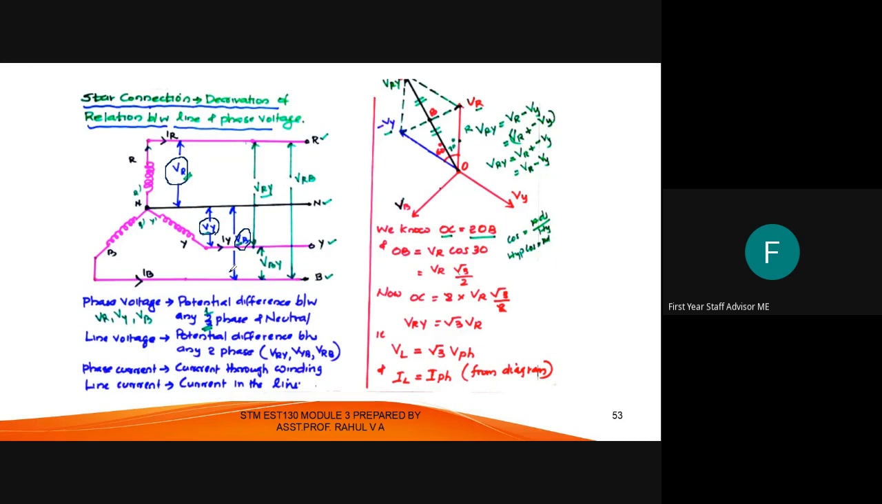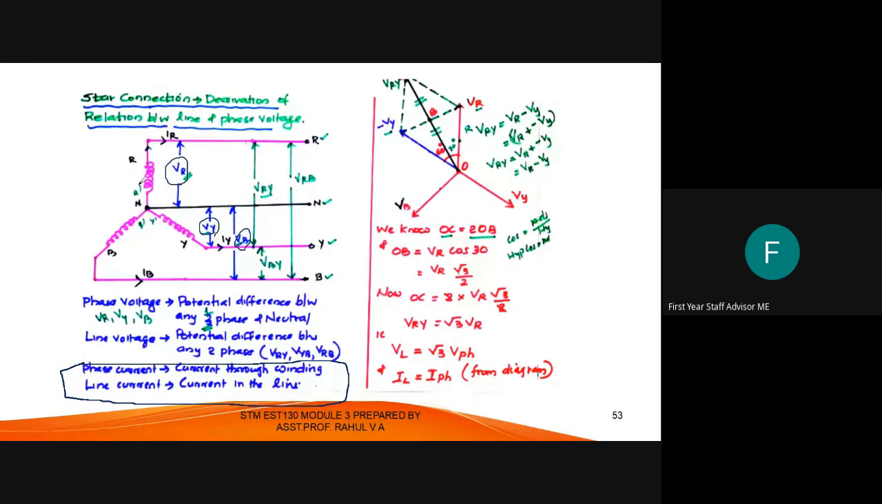And then two more currents also. Phase current means current in the winding. Line current means current in the line. That is very easy to remember actually. Phase current means current in the winding. So there are three windings. Current in winding R is IR, current in winding B is IB, and winding Y is IY.